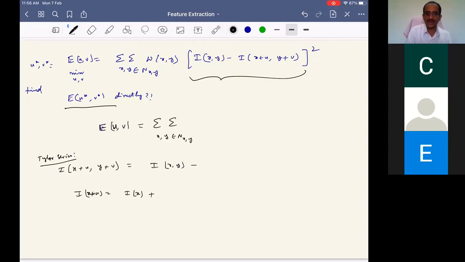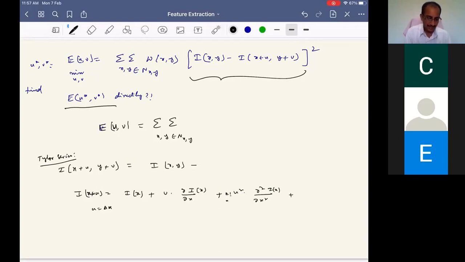What is the Taylor series expansion for I of x plus u, where you can consider it as delta x, x naught plus delta x and so on? So how do you expand? I of x plus u into dou I by dou x, and so on, plus u square into dou square I by dou x square, and of course there will be some constant here. What is the constant term? You can check this.